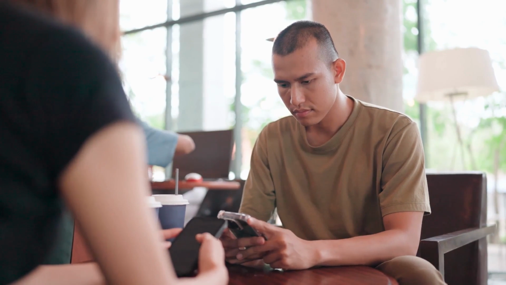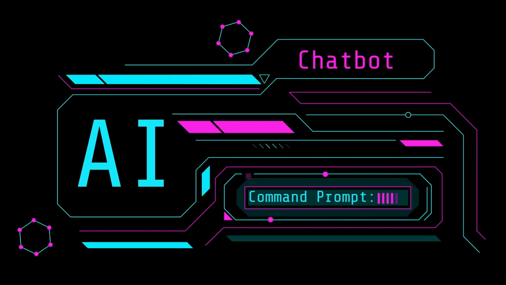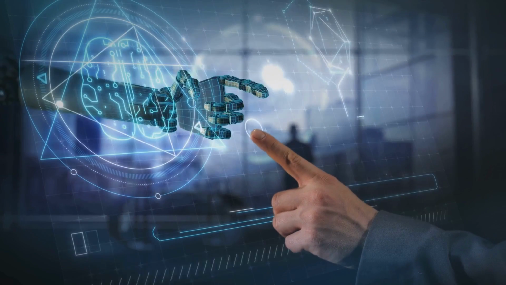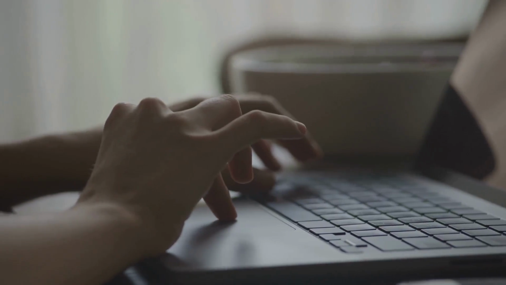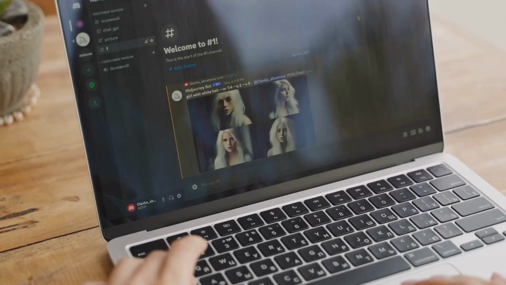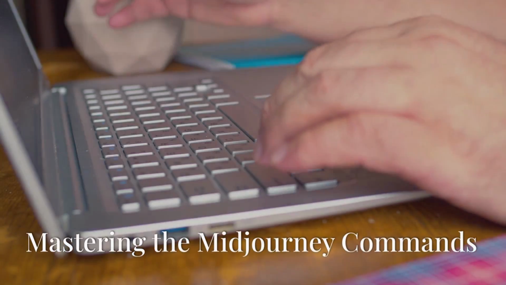Within the image generation channels, you'll interact with the Midjourney bot using simple text commands. The Midjourney bot is designed to understand natural language, so you can interact with it as if you were talking to a human artist. Well, almost. Just tell it what you want to see using descriptive words and phrases, and watch as it transforms your ideas into stunning visuals.